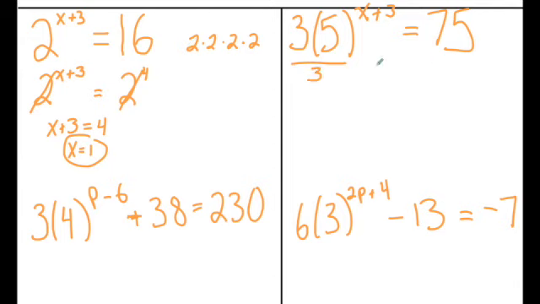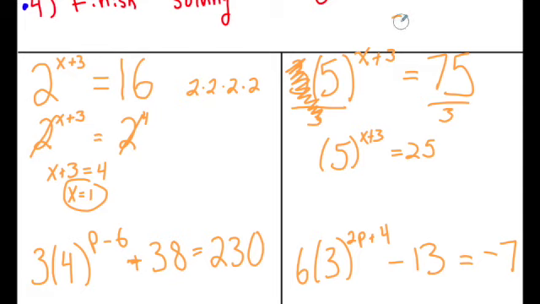Coming over to this one on the right, I'm going to go ahead and divide both sides by 3. So we've got 5 to the x plus 3 equals 25. Now, if that was confusing for you, think about this as a variable. Imagine you were solving the equation 3y is equal to 75. How would you get this alone? Well, you should divide both sides by 3. The process of getting a letter alone in a linear equation like this is very similar to what you're doing here when you're getting the base alone. It's just that instead of y, you have something a little bit more complicated.